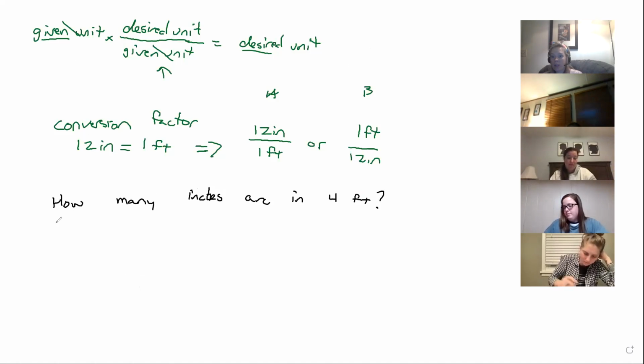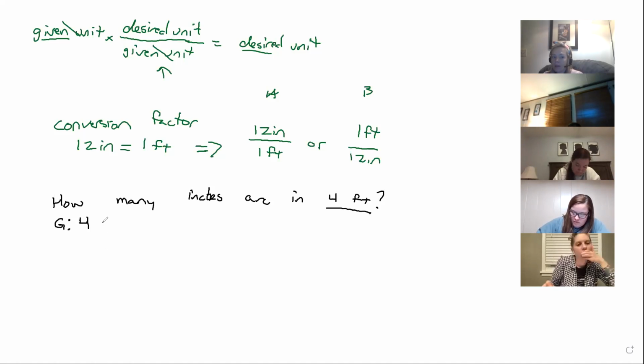So the first thing that we like to do is organize our information, and you'll see me do this repeatedly. So I'm going to write what my given information is. And in this case, my given information is the number that I have. I don't want to just write 4. I want to write 4 feet. I always want to include my unit, especially if I'm doing a unit conversion. I need to know where I'm starting. Then I'm going to write what I'm trying to find. Okay, in this problem, it says how many inches. So I'm trying to find inches. If I was trying to find centimeters, I'd work on that, but I'm trying to go from feet to inches.